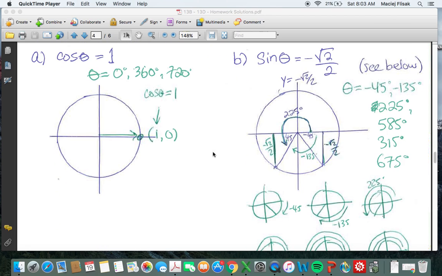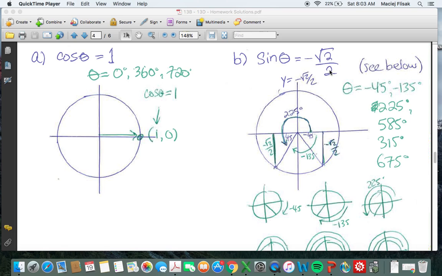Let's go to B. In B, it says sine of theta equals negative root 2 over 2. So we're looking for a y value, because sine means a y value, of negative root 2 over 2. The only place on the unit circle where we have negative y values are below the x-axis. So down here are negative y values, right? Because up here are positive y values, and down here are negative y values. So how do you get to this negative y value? Well, you should recognize this as one of our key points.